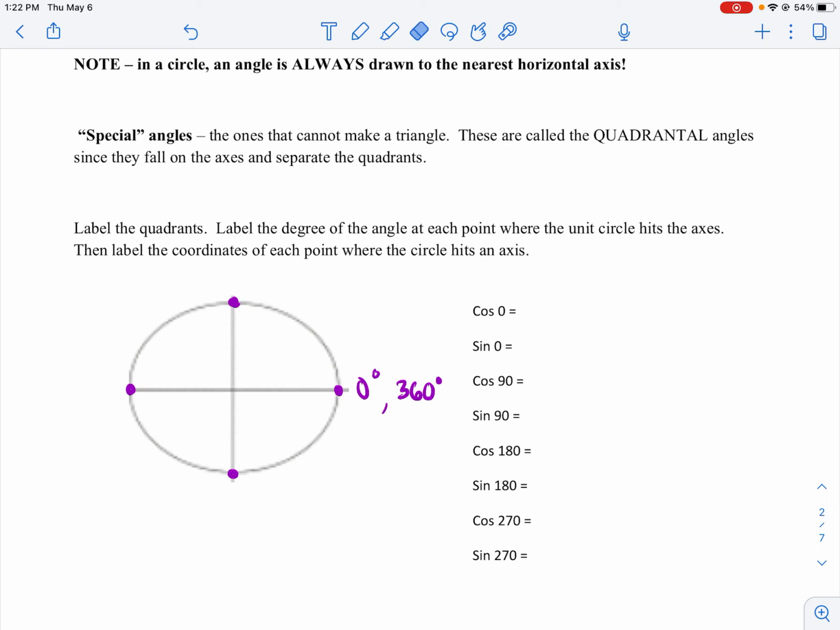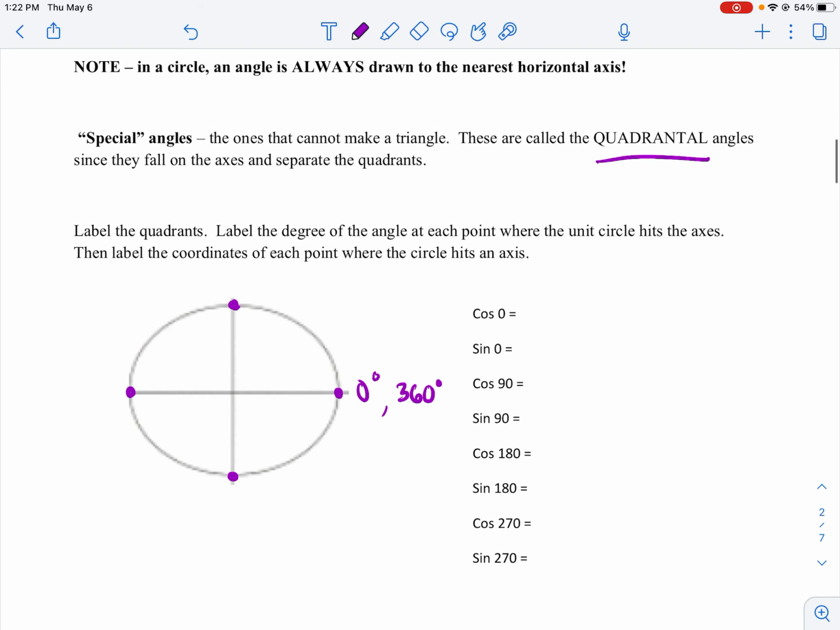So these particular points on our unit circle are called quadrantal angles, since they fall on the axes and separate the quadrants, okay? Now, you got to think, this falls on our origin. This point is 0, 0. So that means because it is 1 unit all the way around, our radius is 1, that means this point right here is 1, 0.